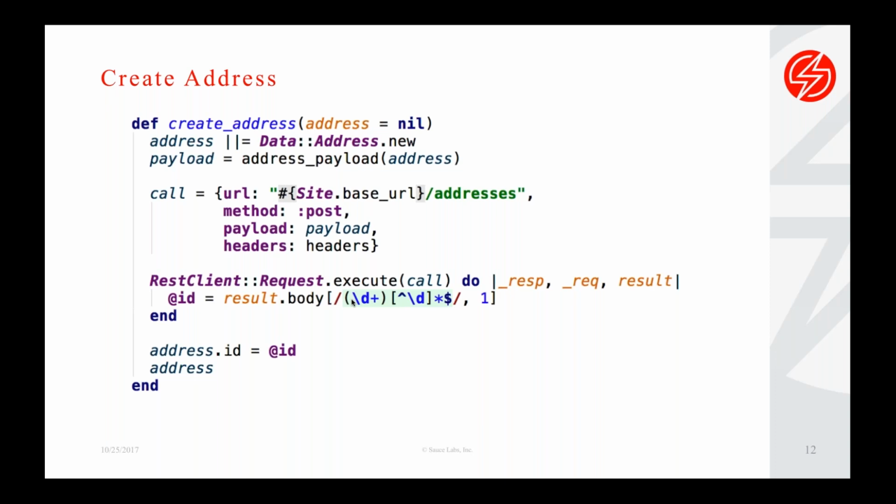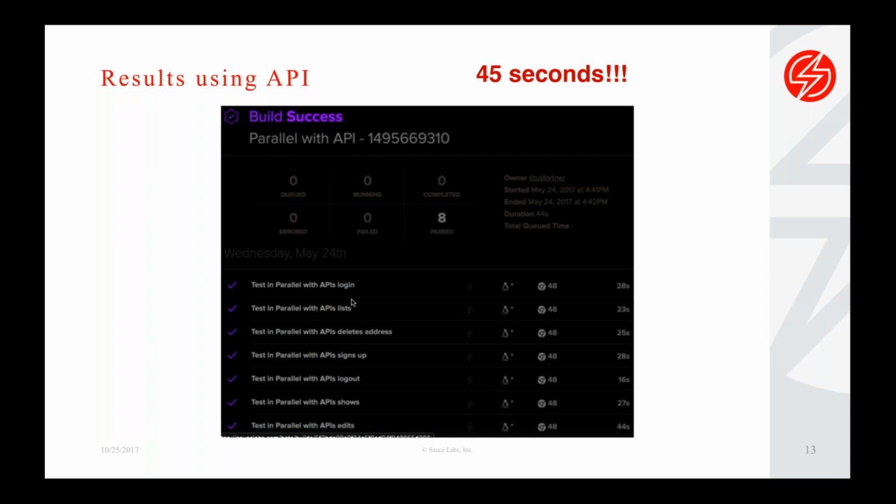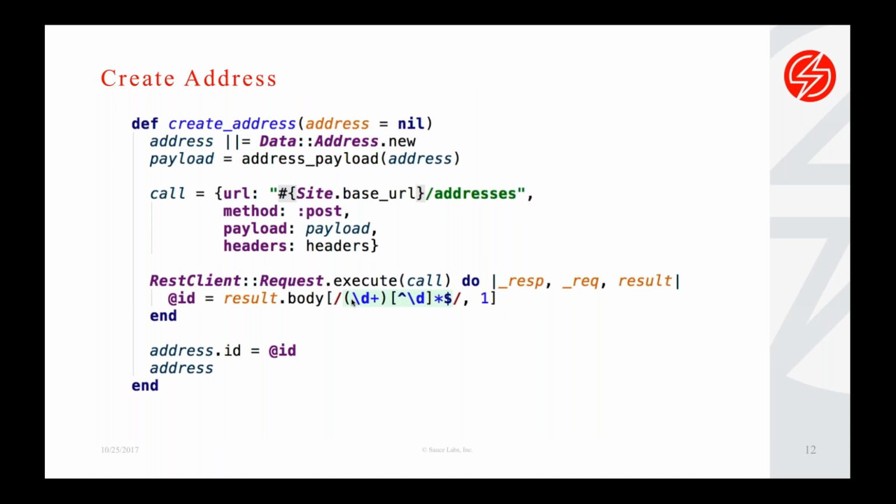And you could do a similar thing. Here's also code for creating an address. Essentially the same idea is that you can create an address the exact same way you would through the browser, only doing it through an API. And when you do these things, you can get this down to about 45 seconds because you're doing all of the setup and the verification without needing to go through the UI and without changing the fundamental nature of what you're testing, because it's still the exact same test. It's doing the exact same things. It's just not taking the slow route.